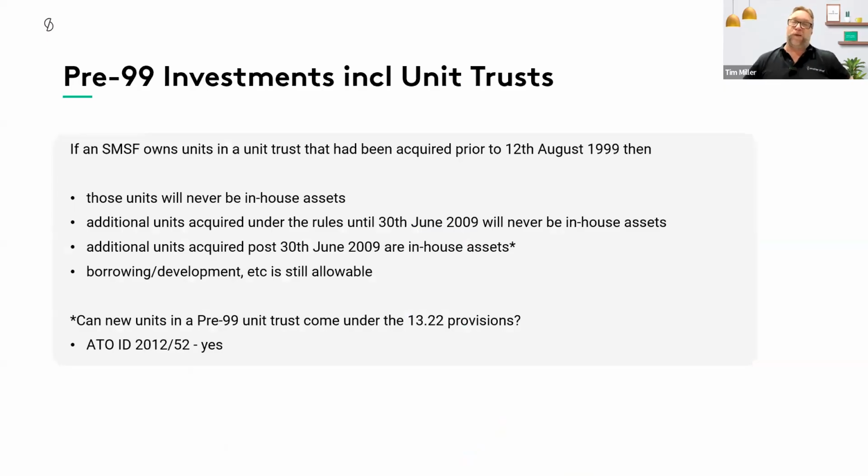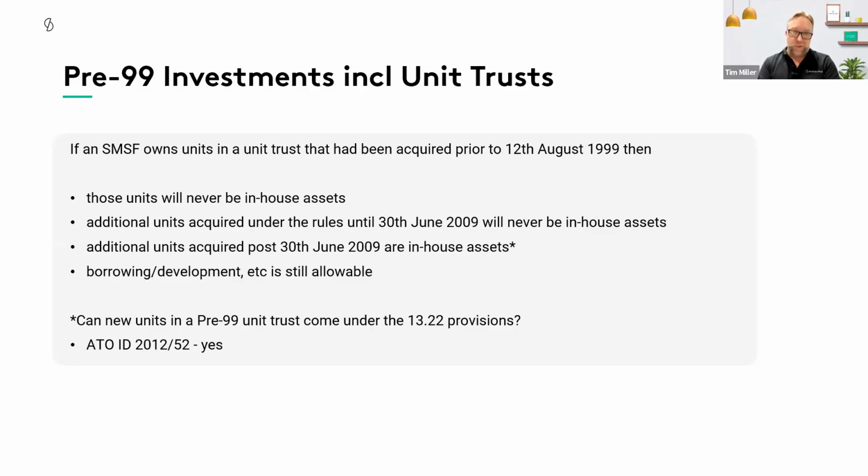The other thing, and I've mentioned these briefly before, is I mentioned 1999. So basically, if you had an investment before 1999, so 12th of August is the day that these rules came in. But if you had a pre-1999 investment, as they're commonly referred to, and under the old rules, those investments were not in-house assets, then under the new rules, those assets are exclusions to the in-house asset rules.